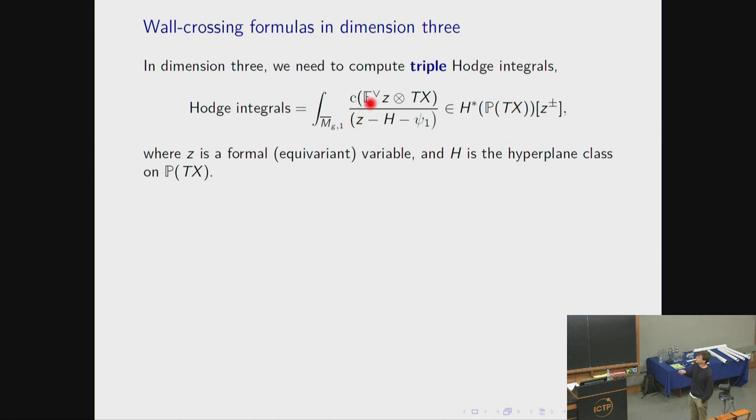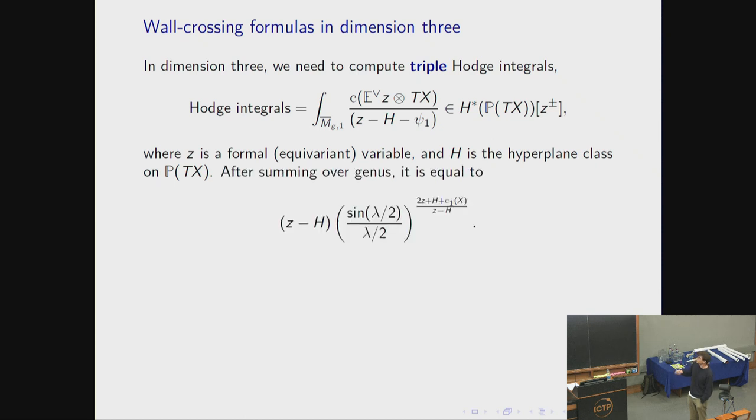So you take a Hodge bundle times Z, you view Z as a trivial line bundle with C star weight one. You take the tensor with the tangent bundle of X, and then here you have Z minus H minus psi one. H is, as I said, the relative hyperplane class in the projectivization of the tangent bundle. Z is just a formal equivariant variable. And then after summing over genus of these Hodge integrals, we get a formula that looks like this.